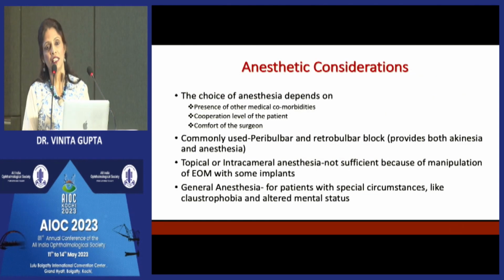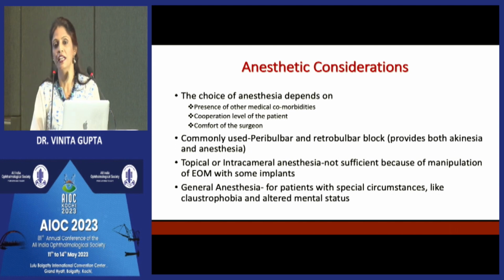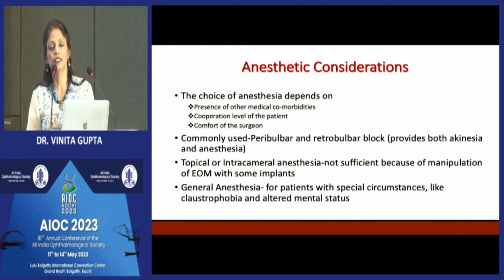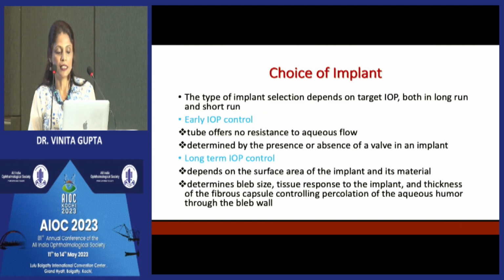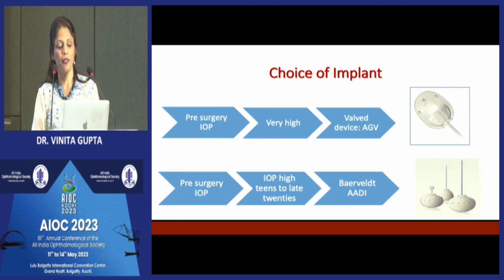The choice of anesthesia obviously would depend on the patient's systemic conditions. Ideally, a general anesthesia would be done in cases where there are comorbidities. Otherwise, you will have to give a block. These cases cannot be done under intracameral anesthesia. If you want early IOP control and long-term IOP control, these are two things which we are looking at. So depending upon that, the choice of implant would be made.